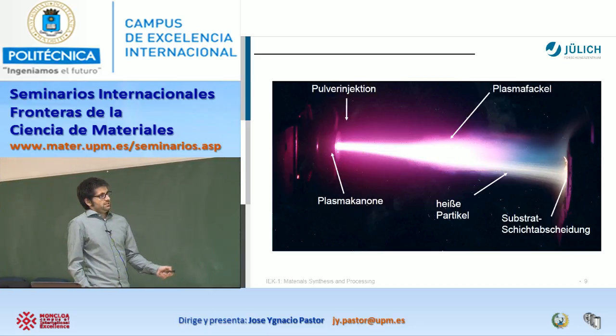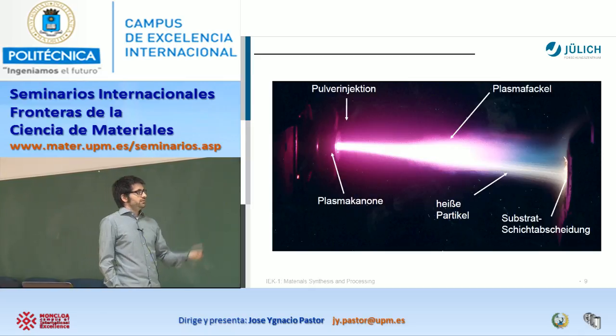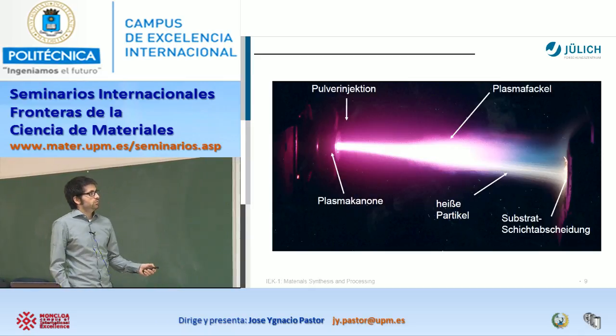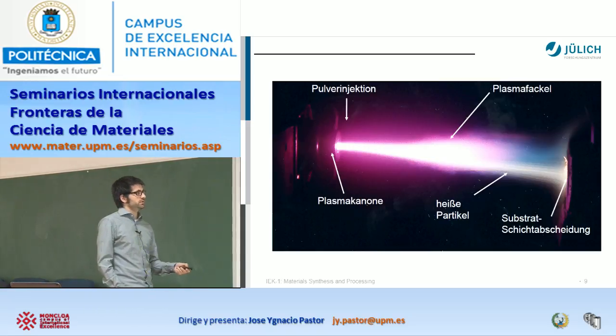But well, this is just a photograph to show you, like in the first scheme. We generate here a plasma, we inject our powder, and here is our substrate. The particles are heated here because the plasma is hot at this point. We melt our particles and they impact here on our substrate. Okay.